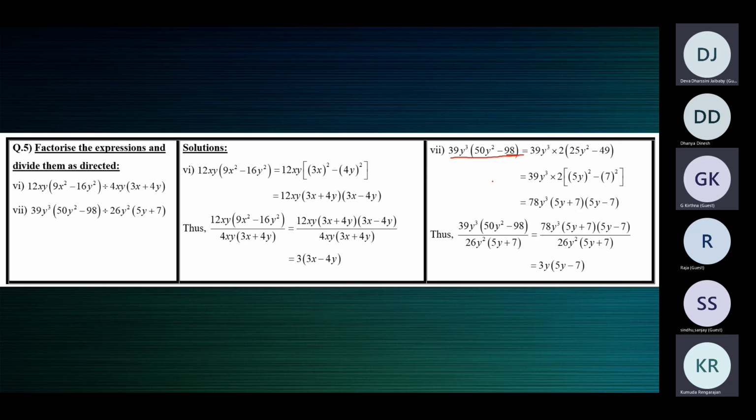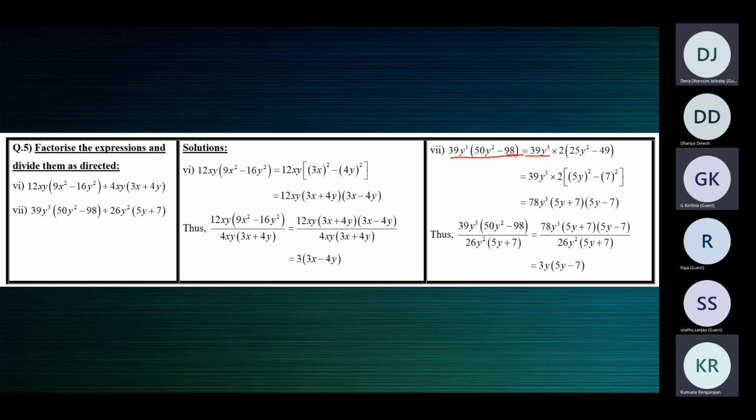We are not simply taking 2 common. 2 only is the HCF. If you try to take 4 or 6 or 8, that is not the HCF of 50 and 98. The highest common factor of 50 and 98 is 2 only. So write 39y cubed as it is. This is the golden rule: whenever the terms in the expression have something in common other than 1, bring out the common factor.